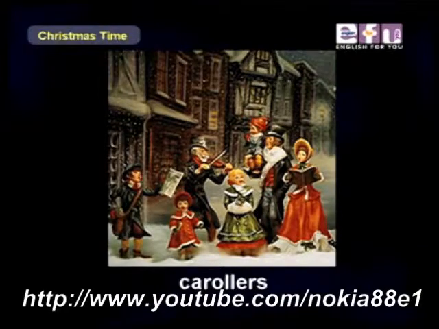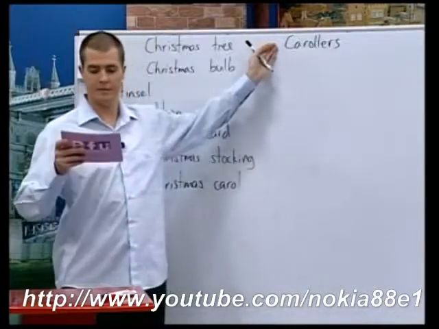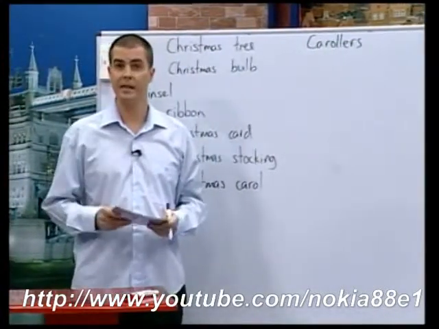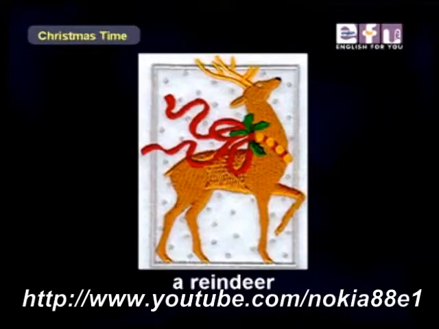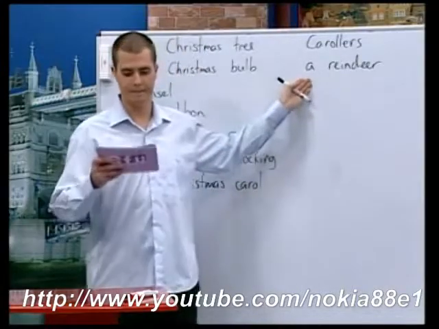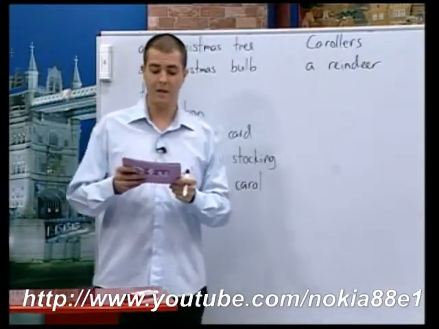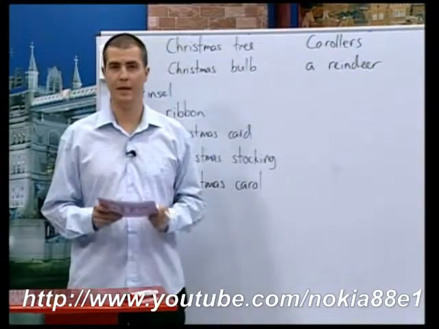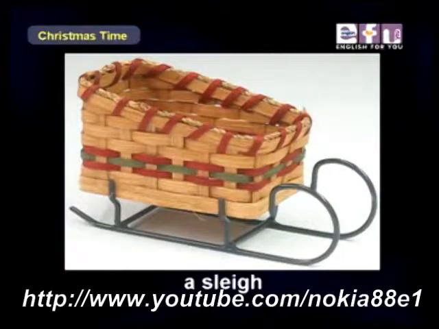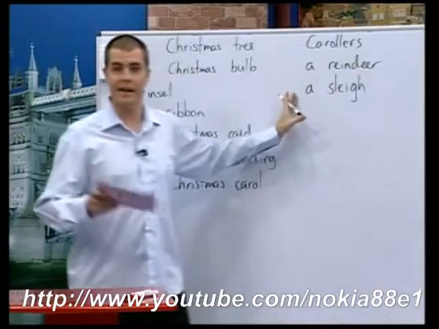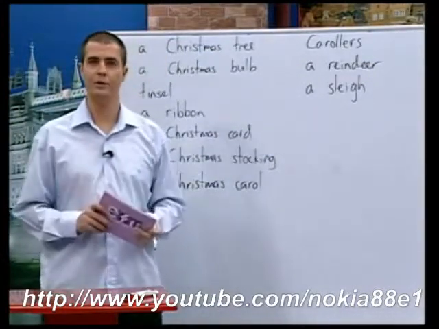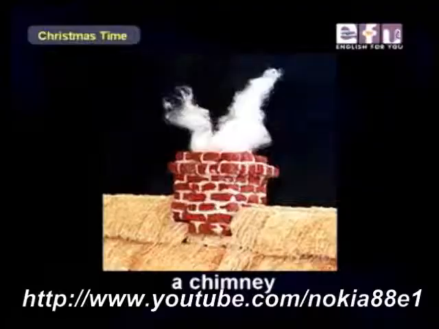Carolers are groups of people who go to houses or businesses and sing Christmas carols. A reindeer is a large deer with big, wide horns, and it's used by Santa to pull a sleigh. And what's a sleigh? This is a sleigh. A sleigh is a large vehicle pulled by reindeer, and it's used for transporting presents at Christmas time.